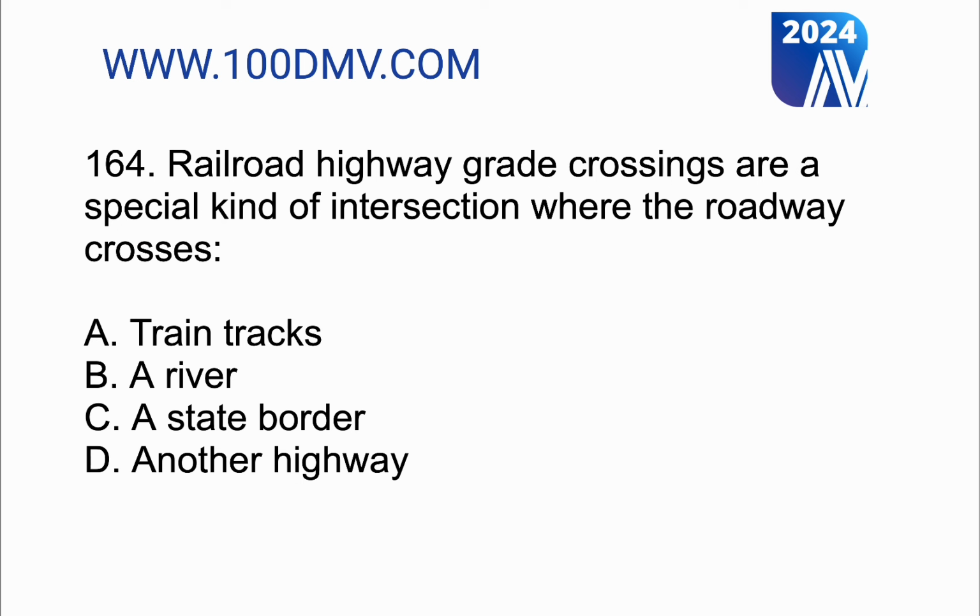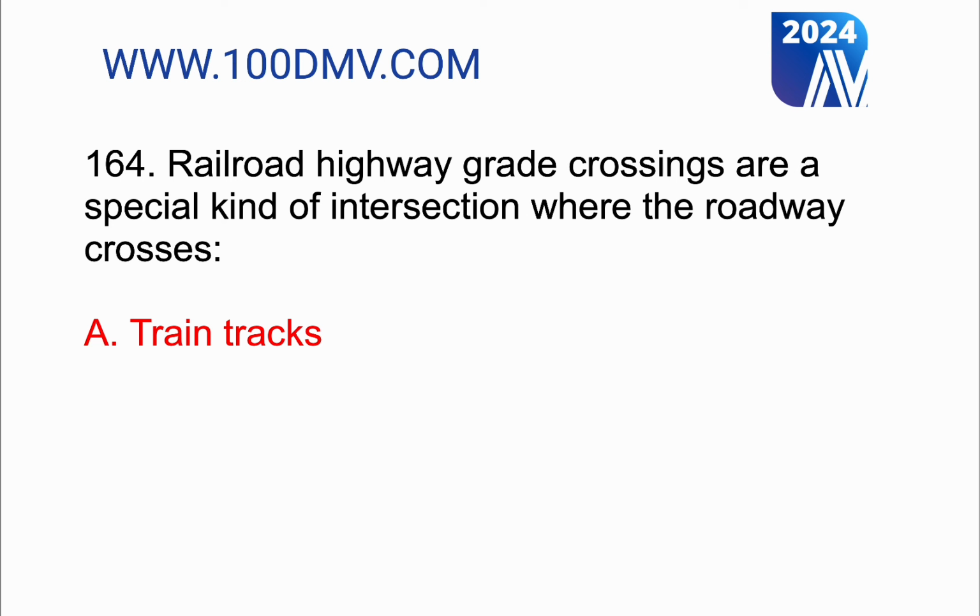164. Railroad highway grade crossings are a special kind of intersection where the roadway crosses: A. Train tracks. B. A river. C. A state border. D. Another highway. The correct answer is A, train tracks.